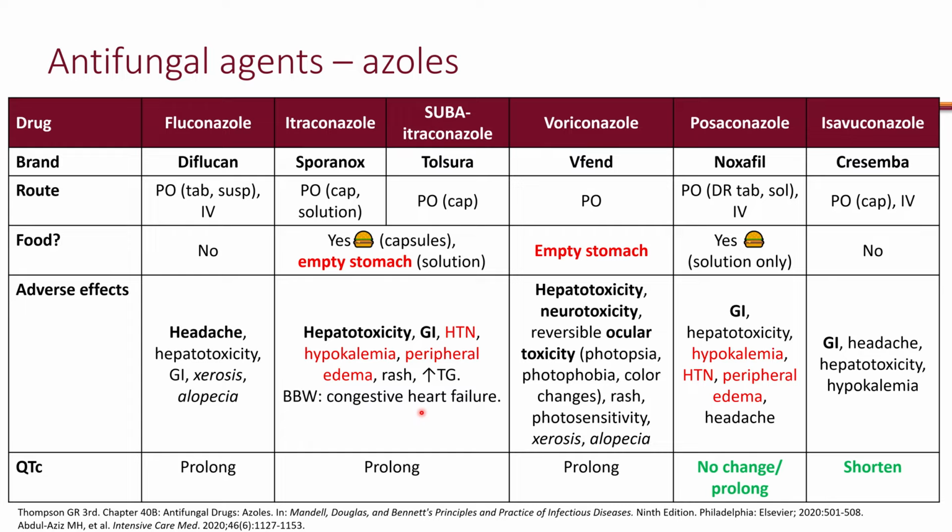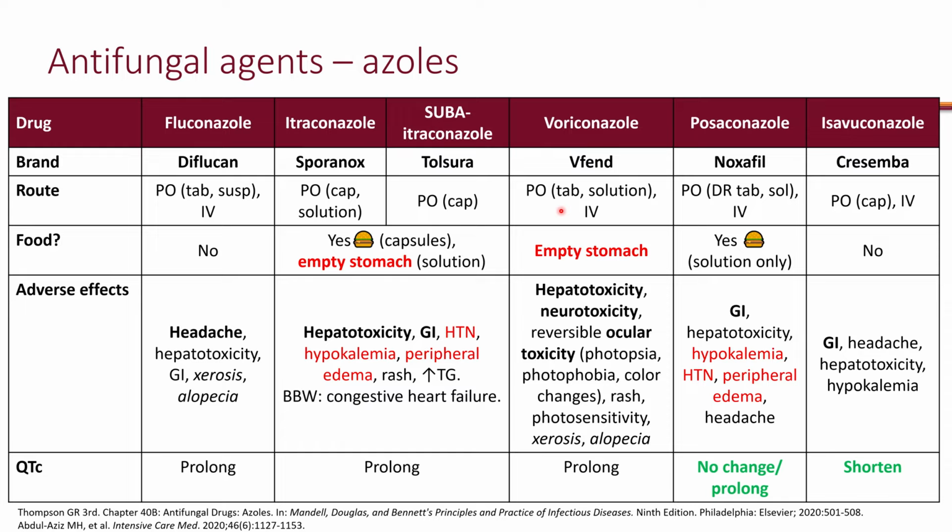Now, the mechanism behind pretty much all of these, hypertension, hypokalemia, and peripheral edema, is that itraconazole can lead to mineralocorticoid excess. So as a result, there will be hypokalemia and fluid retention. Now, it can also lead to QTc prolongation. Next, we have voriconazole. Voriconazole is the one with the most adverse effects, and it is available as PO and IV.